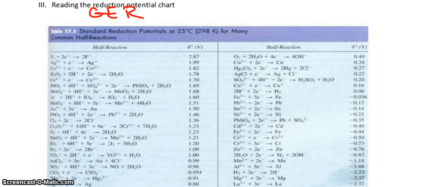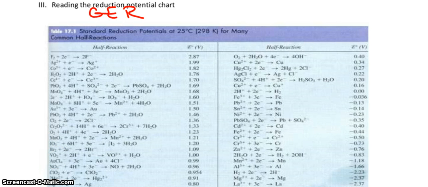Gain electrons, reduction. Look at everything on this list. Do you notice that electrons are always on the reactant side? They're always on the left-hand side. That means that the fluorine gas is gaining 2 electrons. The silver +2 ion is gaining an electron. And so everything here is standard, where it's always a reduction chart.